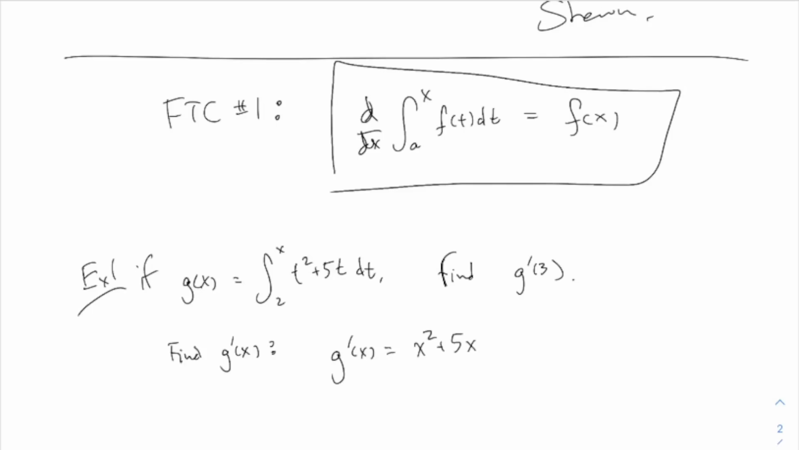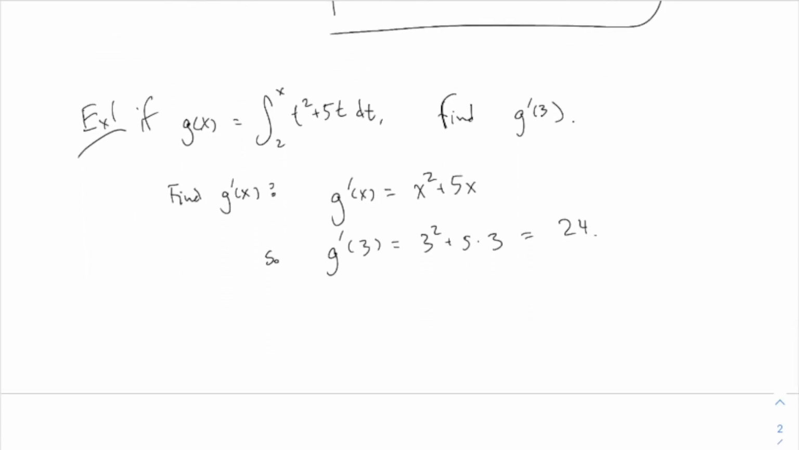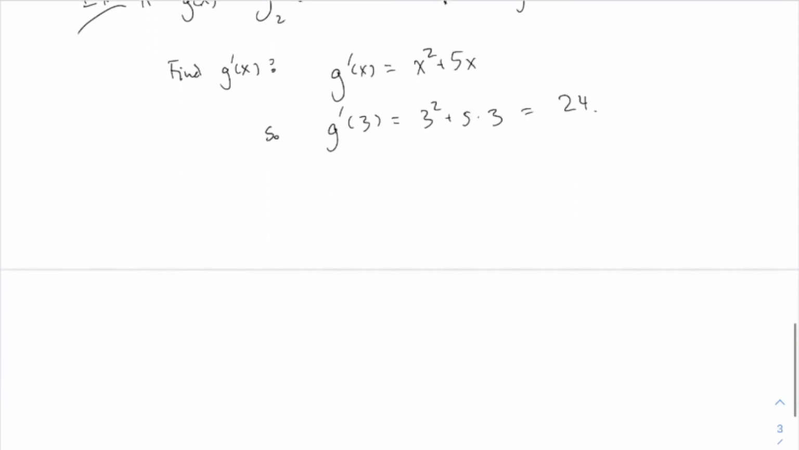Anyway, this is g prime of x. I said find g prime of 3, so this is easy now. You just plug in 3. 3 squared plus 5 times 3, whatever that is. 9 plus 15, 24. All right. I hope you agree. This is very complicated looking on the surface, but when it comes to actually working it out, like doing the math, there's almost nothing to do. You just use the function that you see on the inside of the integral. Sometimes these can be a little trickier.